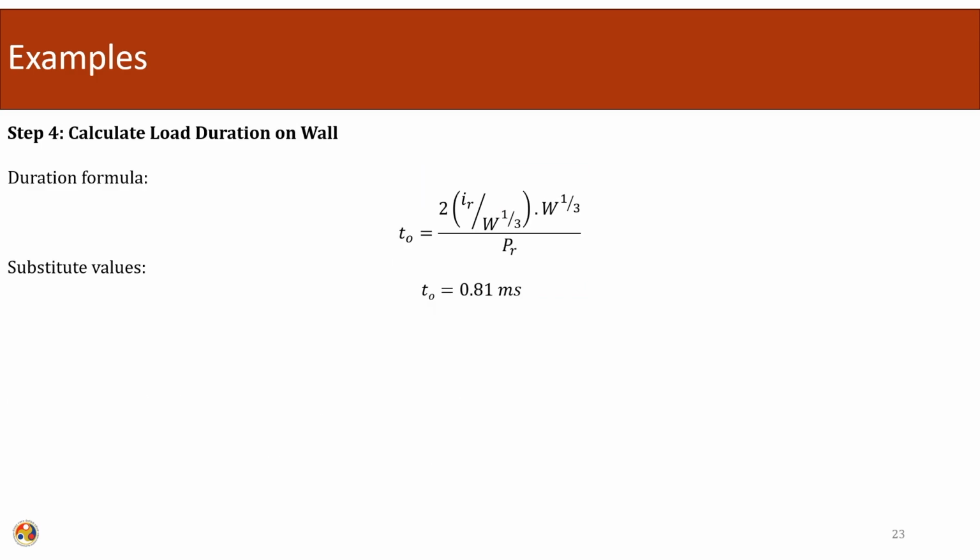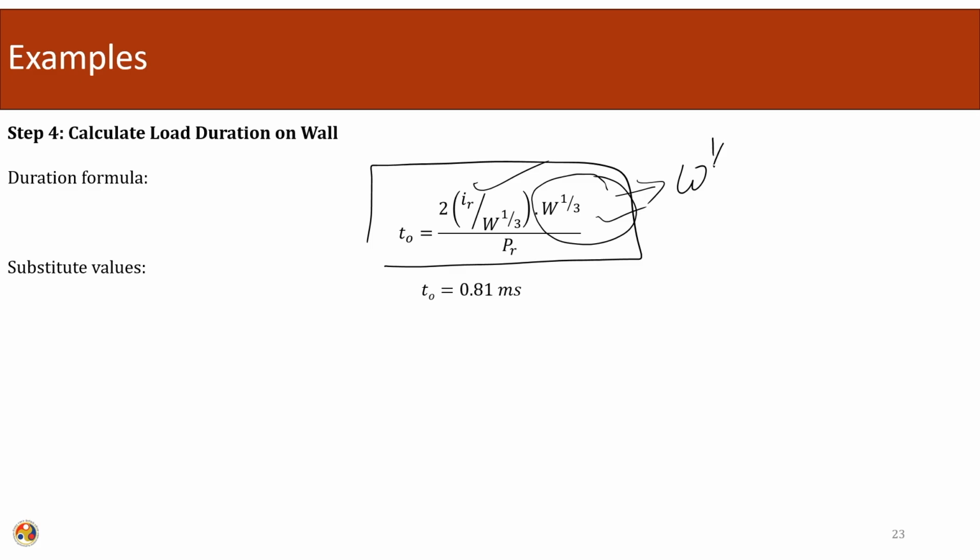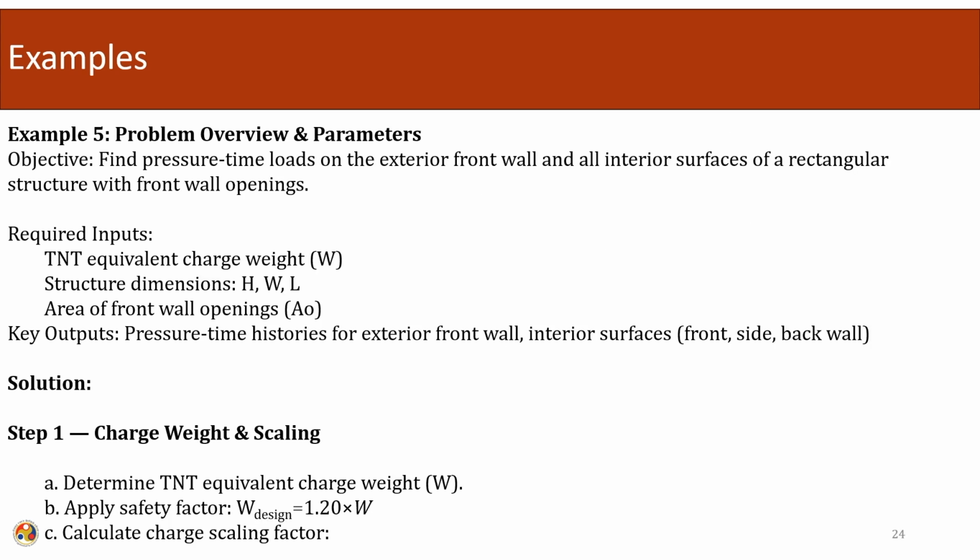After that, we calculate the load duration on the wall. The duration formula is given, and all the parameters are there. Either we can get it directly from the graphs, or we can multiply it with the scaling parameter W to the power 1/3, the cube root of W, and get the load duration directly in the respective units. Here it is given in milliseconds. So, we can take one more example.